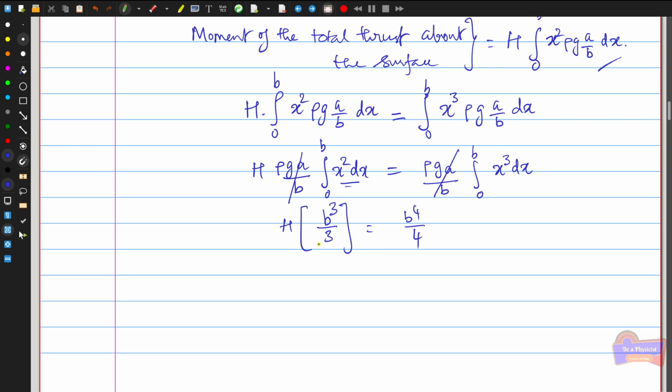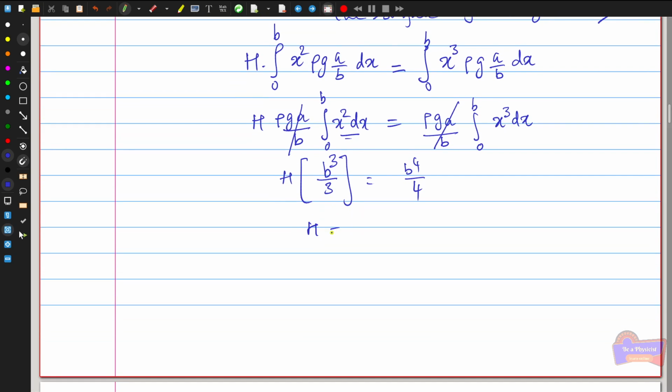Therefore, from this equation, I can easily calculate the height: h is equal to b power 4 divided by 4 into 3 times b cube. So b cube and b get cancelled. So 3 by 4 times b, that is the value of h.